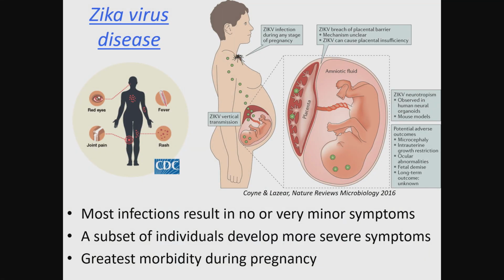But by far, the greatest threat to human health is to the developing fetus in the pregnant individual. When a pregnant individual is infected with Zika virus, the virus can spread to the placenta, where you can have damage to the placenta and placental insufficiency. The virus can also spread into the developing fetus and infect the neurological development within that fetus, leading to intrauterine growth restriction, ocular abnormalities, and fetal demise.